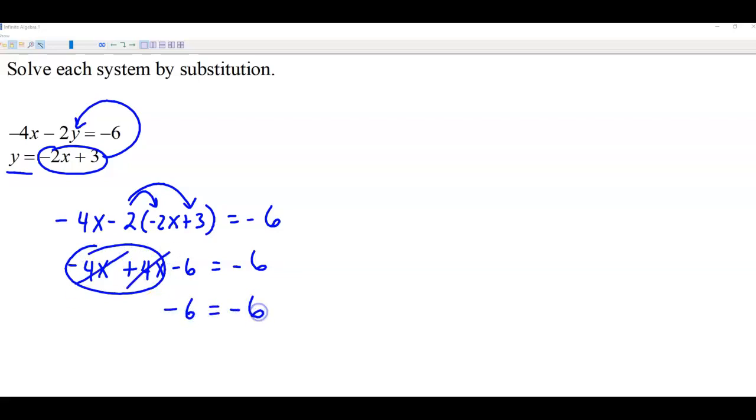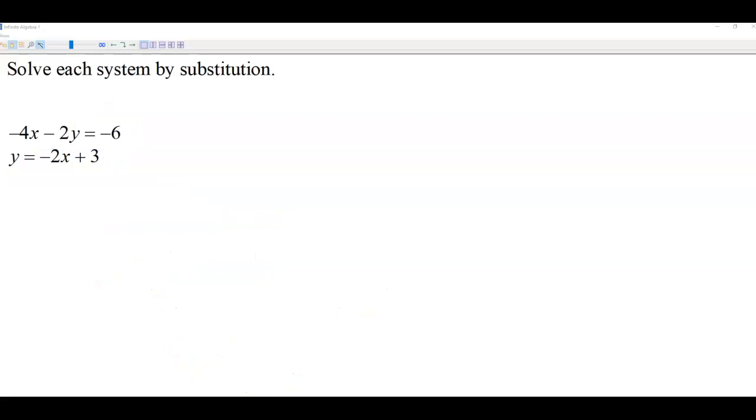Now, whenever you end up with just getting a number equal to itself, that means that you have infinite solutions. If all the variables go away and you're left with a number equal to itself, that's infinite solutions. Now, just so you know, you could also end up with something like this, which is a false statement. That means no solution. All right, let's go ahead and take a look at number 8.